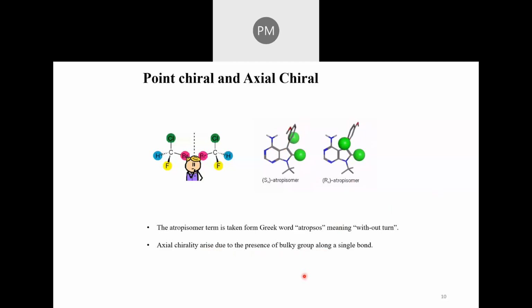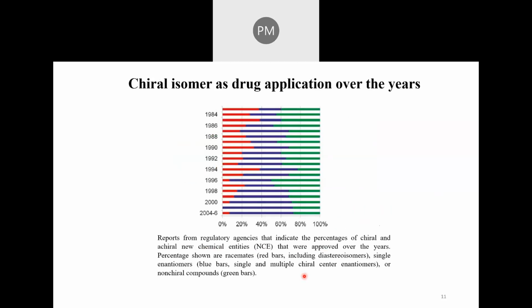Before this, about chirality, this chiral molecule is applied mostly in drug application. In the drug application, we saw the application of chiral molecules as drugs, like in 2004 and 2006. In this chart, the percentages shown are of the red bars, which were approved over the years. Percentage shown: racemate red bars including diastereomer, single enantiomer is the blue bar.